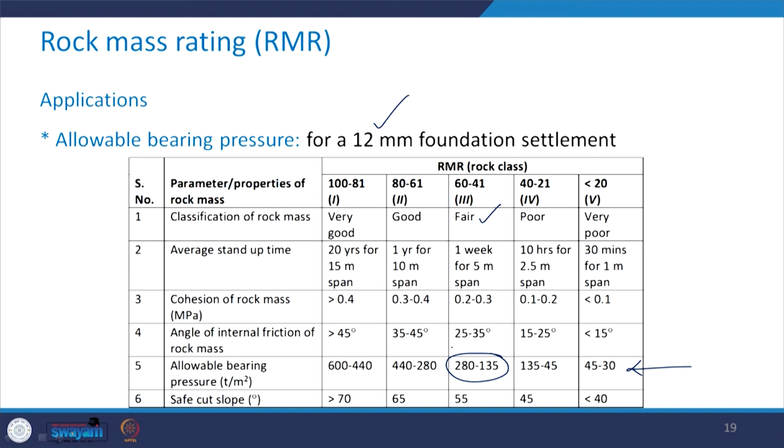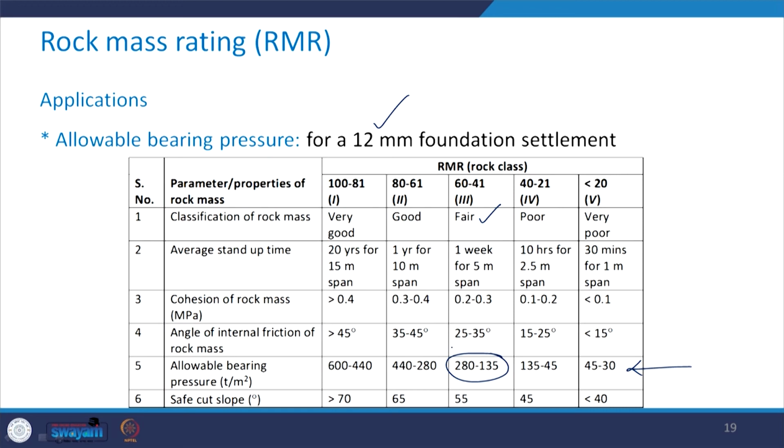So, one application area of RMR is this also, that you can get the allowable bearing pressure range for a 12 millimeter foundation settlement corresponding to any value of RMR.